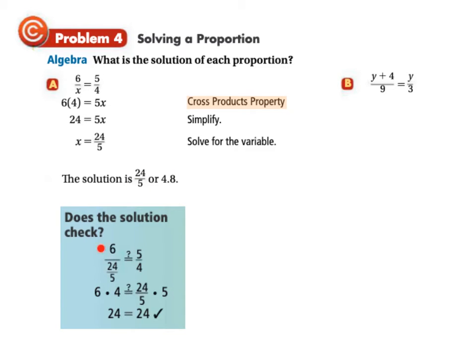Those are equivalent. Now, does it check? Yes. If you plug this in here and multiply this times this, it's 24, and this times this, you can see the 5s cancel out and gives you 24. It's good to go.